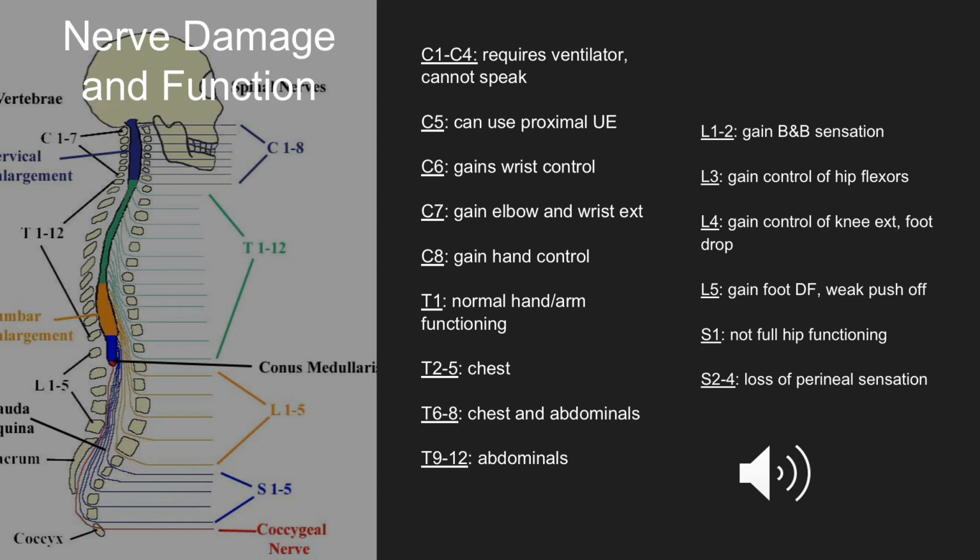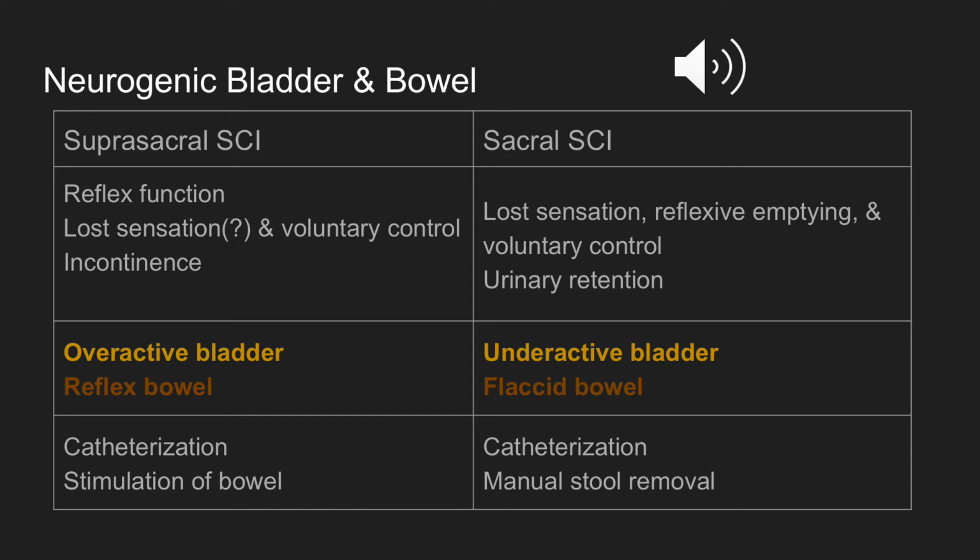A common problem that patients with spinal cord injury will have is neurogenic bladder and bowel, and I divided this into two categories based on the level of injury. So if the injury is above the sacrum, they'll present differently with their bowel and bladder functioning compared to injuries below the sacrum. So in a suprasacral spinal cord injury, they will have intact bowel and bladder reflex functioning, but they will have lost sensation.